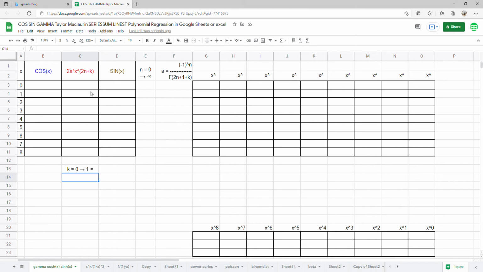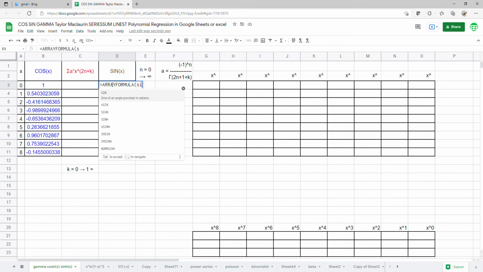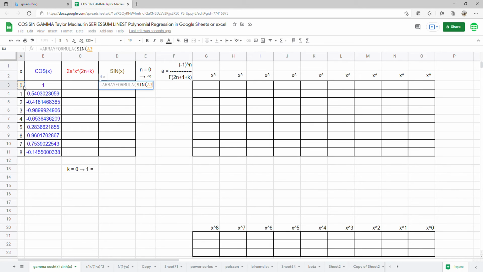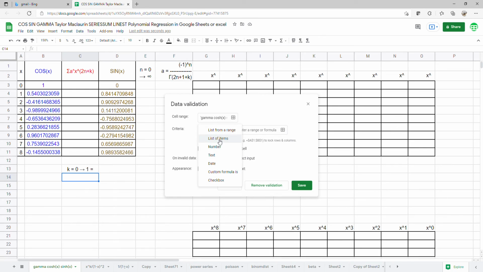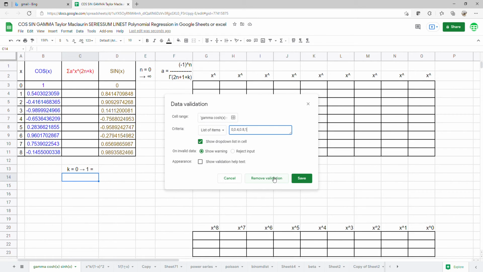In this video, we'll move the Taylor-Maclaurin series of expansion from cosine to sine. We begin with the dataset of cosine, which is RA formula, cosine of the x values from 0 to 8. And the sine dataset, so RA formula, sine of the x values from 0 to 8. And the Taylor-Maclaurin series sum, which is the summation of a times x to the power 2n plus k, where the value of a is from 0 to 1. So data validation, list of items, that's from 0 to 1.